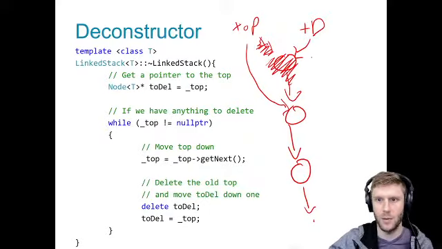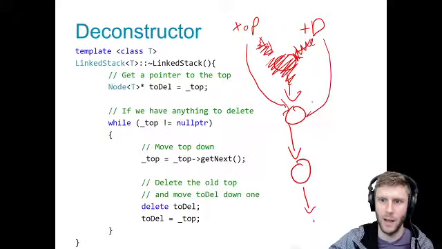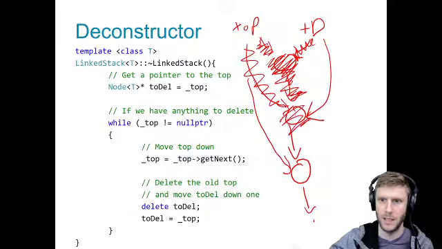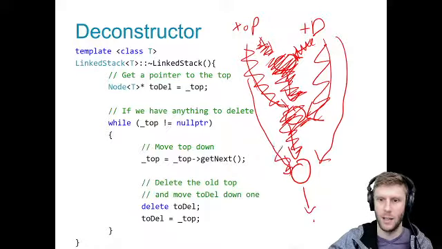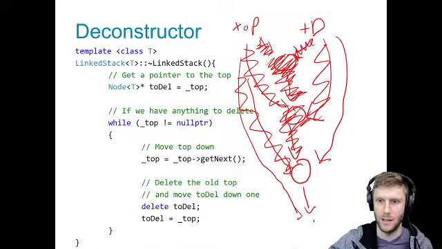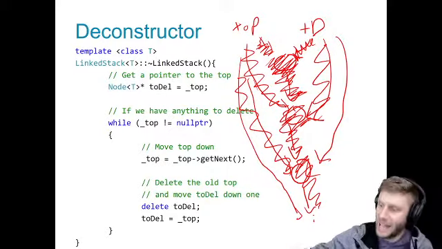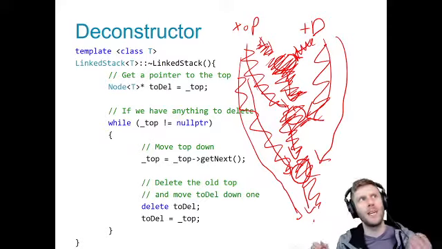And then toDelete equals top. Okay, don't point there anymore, point there. End of loop. Repeat. You point here now, we delete this, and then this now points there. Okay, you move next because it's not null. We delete this. Awesome. And then we say top, are you null? Yes. Oh, we're done.